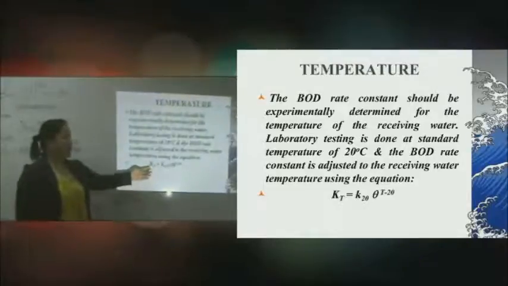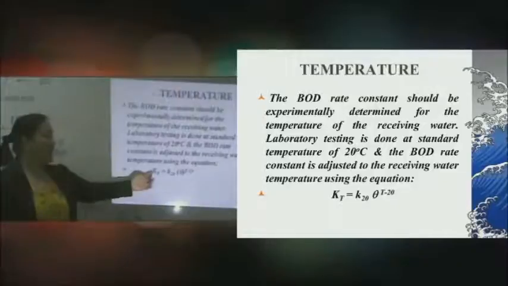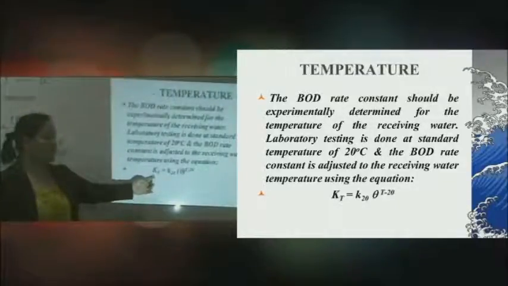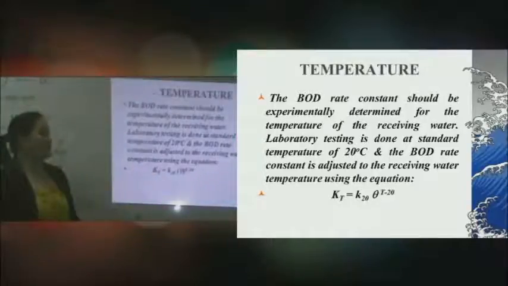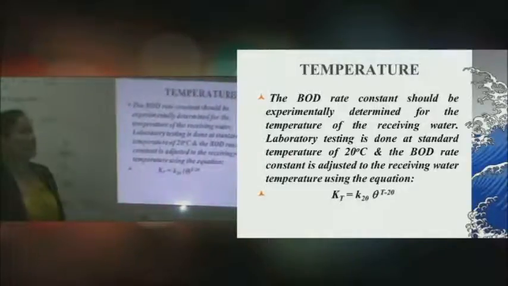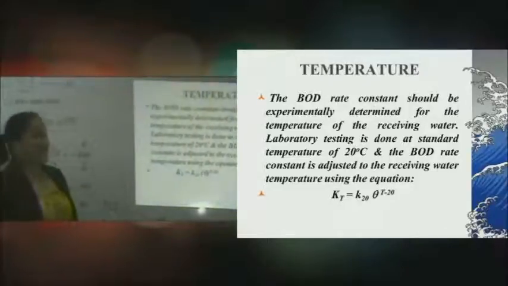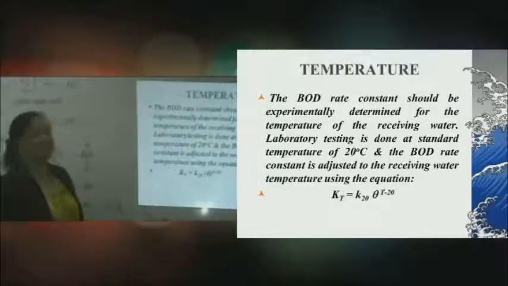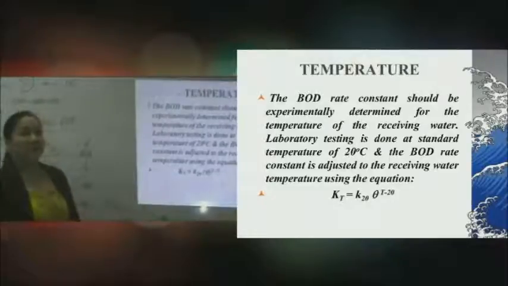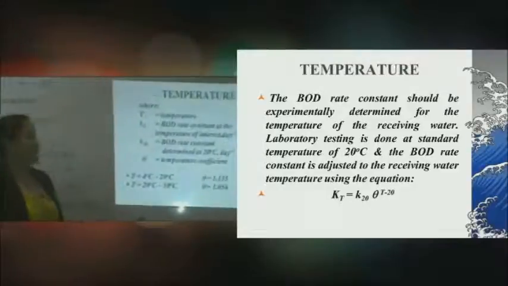You have capital K sub T, wherein capital K is the rate decay constant at a specific temperature other than 20 degrees. This is equivalent to K20, the rate constant of your organic waste at 20 degrees Celsius, multiplied by an empirical constant, theta, raised to T, the temperature, minus 20 degrees. How do we know the value of theta?